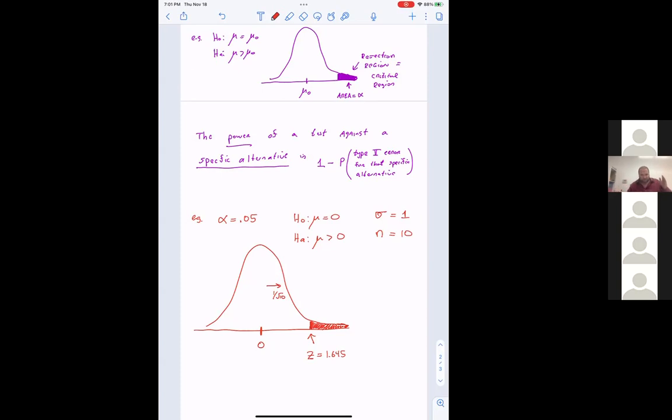All right, so that gives me a Z of 1.645, and we know that Z is equal to my sample value minus the assumed mean if the null hypothesis is true, divided by 1 over the square root of 10. Okay, so what do I get?